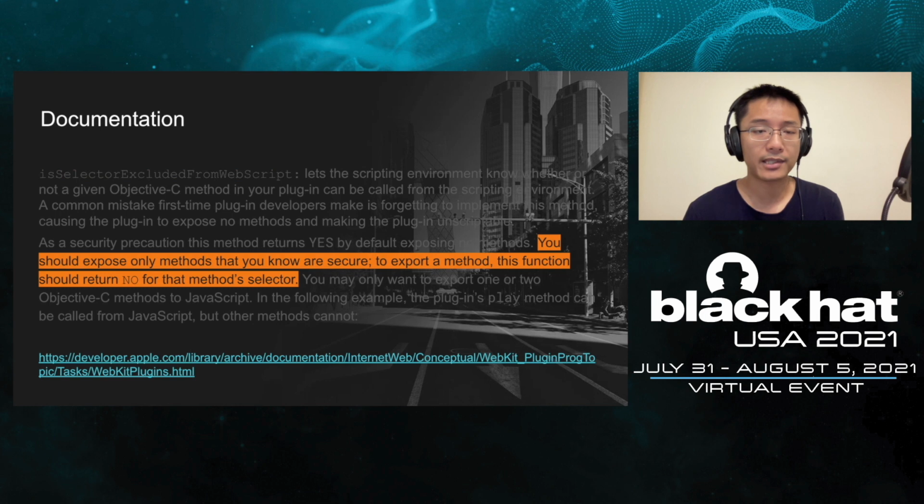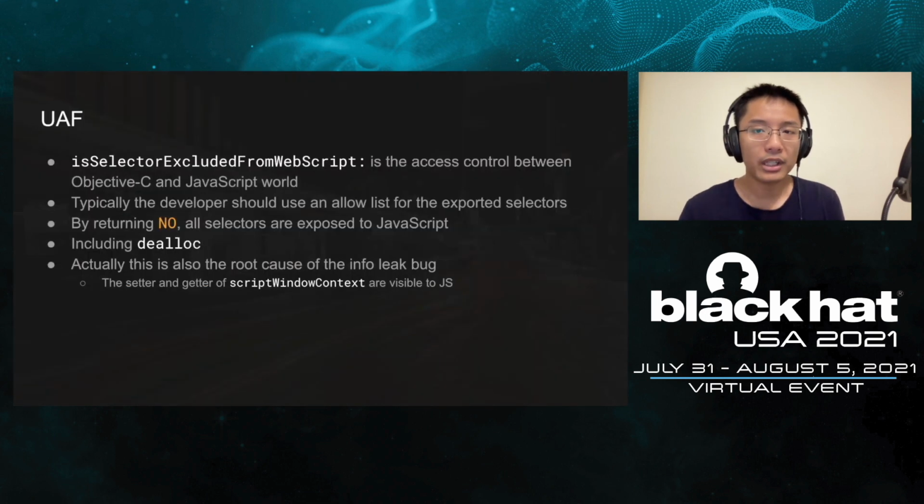Let's check out this highlighted sentence. You should expose only methods that you know are secure. To export a method, this function should return no for that method selector. So this is the access control between Objective-C and JavaScript world. By returning no, all of the selectors are exposed to JS, including this dealloc, the free in Objective-C. This is also the root cause of our previous information leak bug that allows calling both the setter and the getter of a private property.